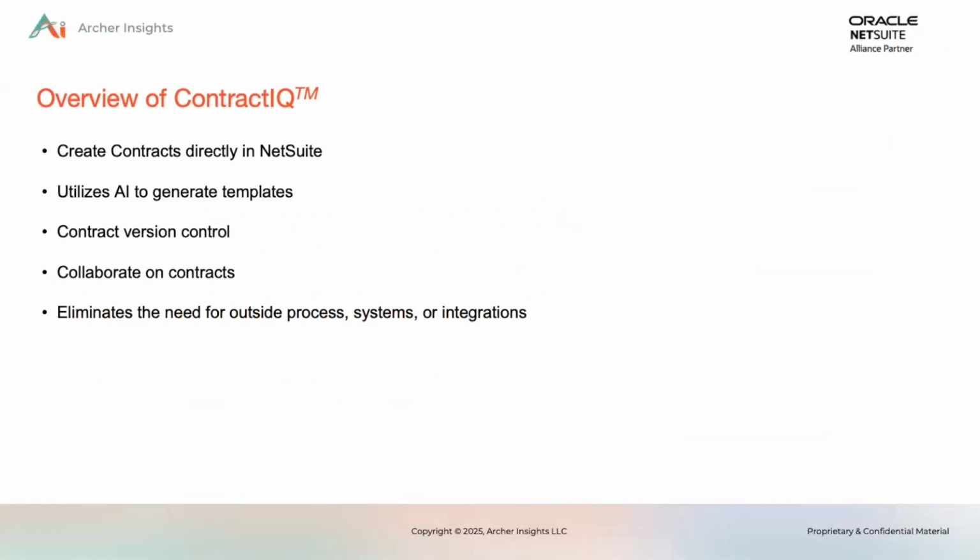Here's the big picture. Contracts IQ does 5 things. 1, you create contracts directly in NetSuite, not in a separate system. 2, AI generates templates and drafts contracts from a simple prompt. 3, full version control. You always know what changed and when. 4, collaboration, redlining, and e-signature without ever leaving NetSuite. 5, it eliminates the need for outside processes, systems, or integrations, and contracts are enforced on the transactions. The system physically prevents overspend. Let me walk you through each of these live.